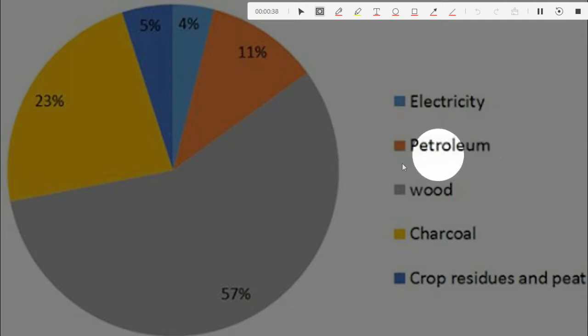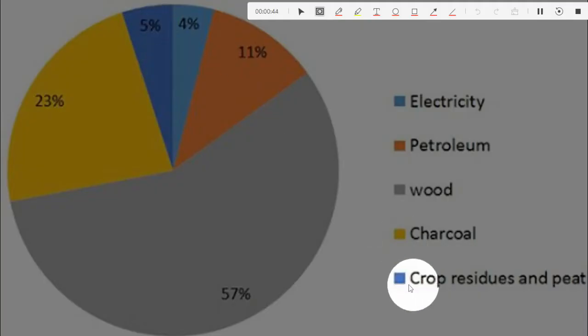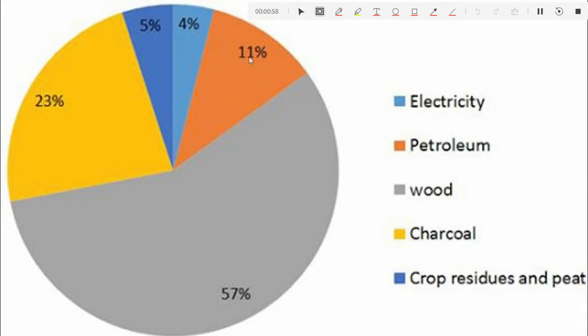All these are non-renewable sources of energy. 5% is from crop residues and peat. You could call that one coal. And 4% is the electricity that is generated from wind, from solar, from water, for example, HEP.